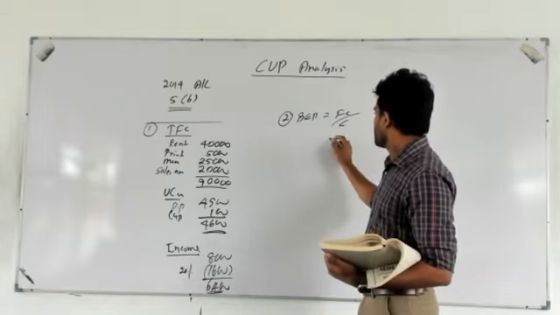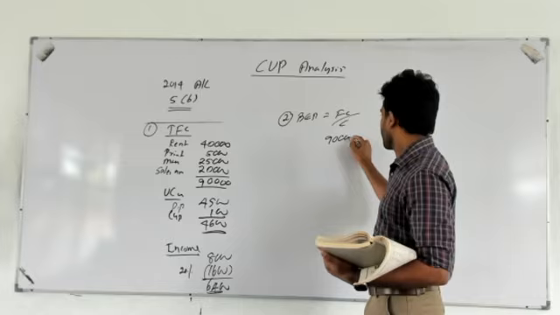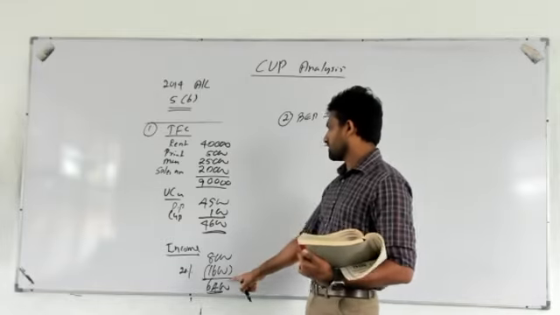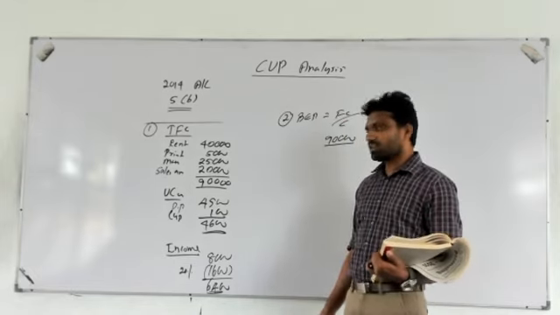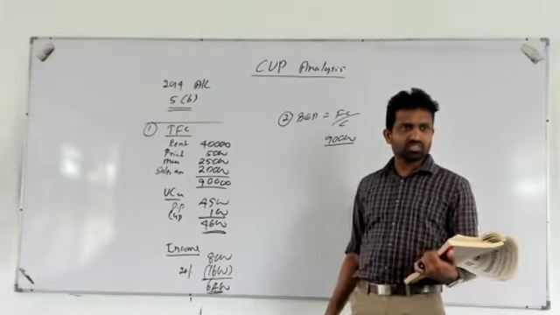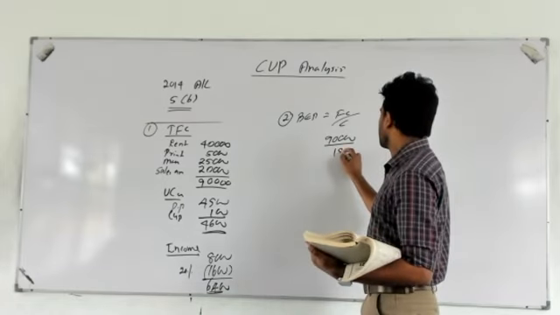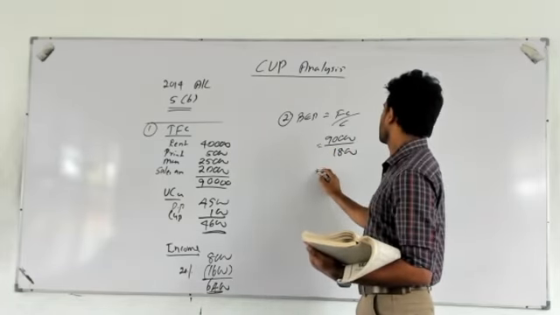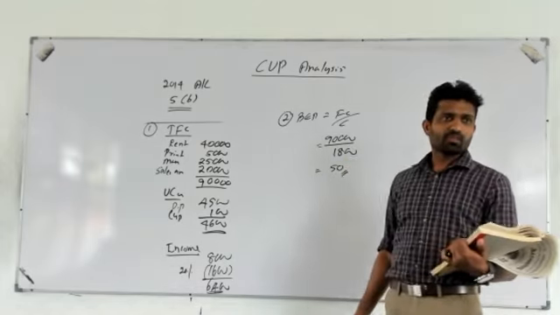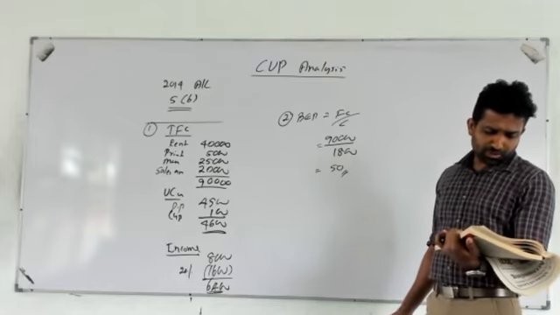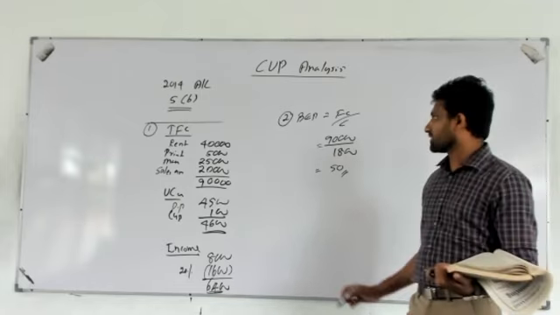Here the fixed cost is 9,000. Contribution is selling price minus variable cost. So 6,400 minus 4,600 is 1,800. Divide 9,000 by 1,800. Answer is 50 items. Right? Then, units to be sold to earn a profit of 270.